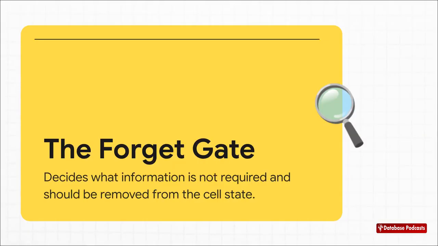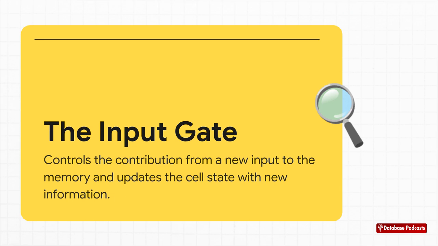Okay, so there are three of them, and each one has a very specific job. First up, we've got the forget gate. Its whole purpose is to look at old information that's already on the highway and decide, hey, do we still need this? It learns to throw out things that aren't relevant anymore. Then you have the input gate. This is the on-ramp. It checks out the new information coming in and decides if it's important enough to be added to our express lane. It's basically the bouncer for the information highway.